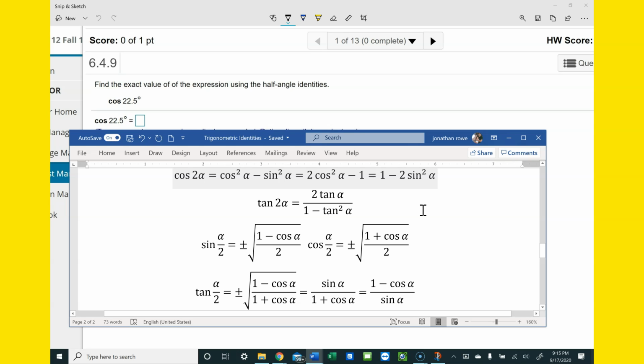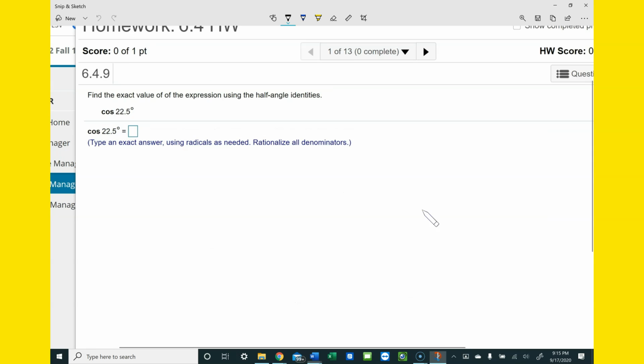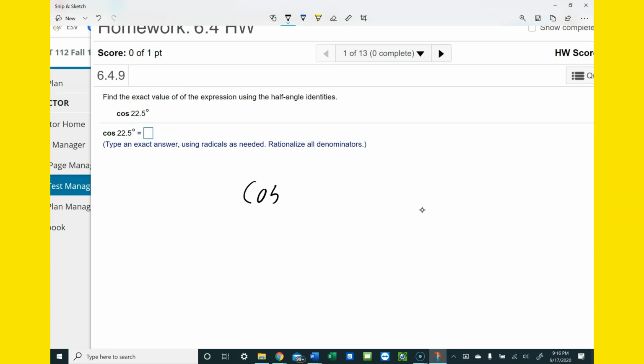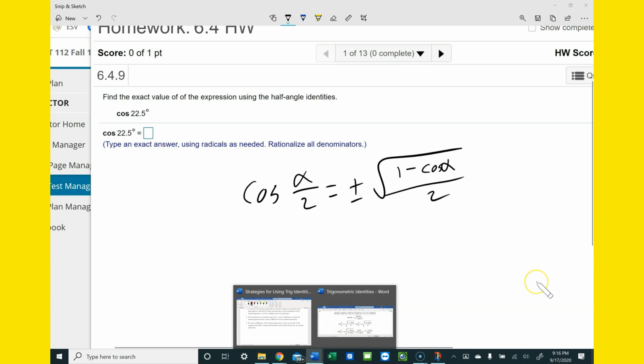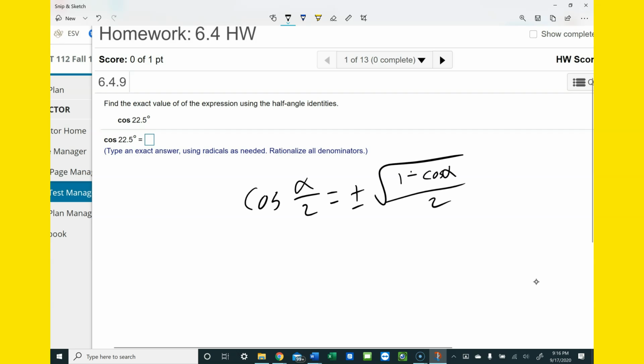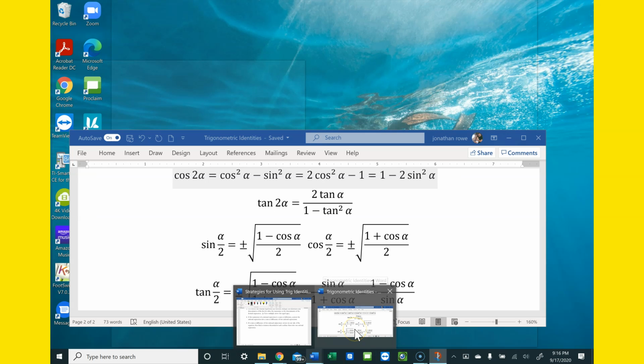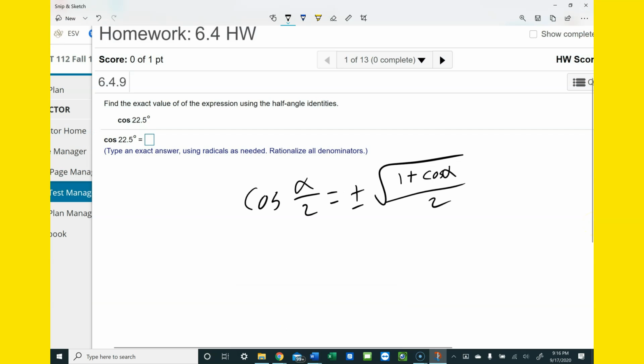So, okay, let me see if I can remember that. Plus or minus, over 2 equals plus or minus square root of 1 minus cosine alpha over 2. Now, did I get that right? Let me look back. 1 plus cosine alpha over 2. So this should be a plus. Okay. Hopefully, let me look back one more time and verify that I've got that right. Yep. Okay. Now we're ready.